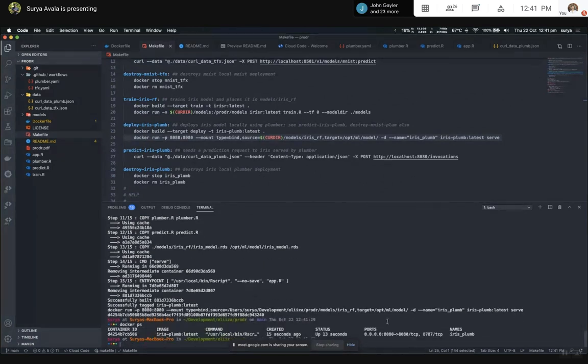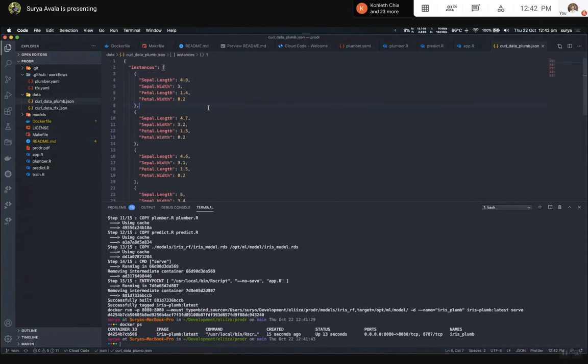If you look at the Docker containers that are running at the moment, I have my Iris Plumber Docker container that just started by my command here, and I want to send a prediction request to it. So I have the data for that here. I'm sending it 4 data points in the Iris data set, which have these features for each of them, and then the model is trying to predict which species of Iris that is.